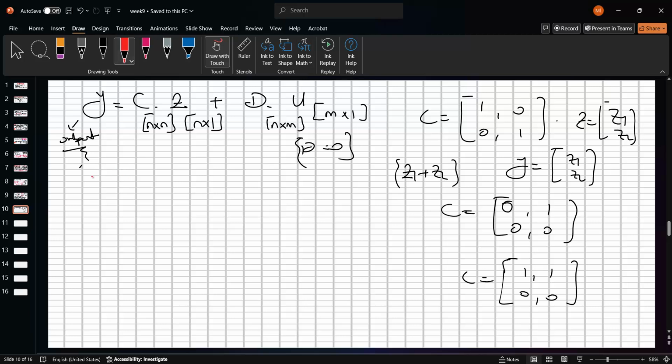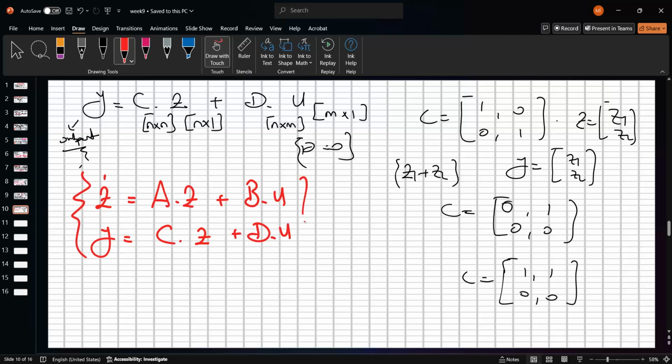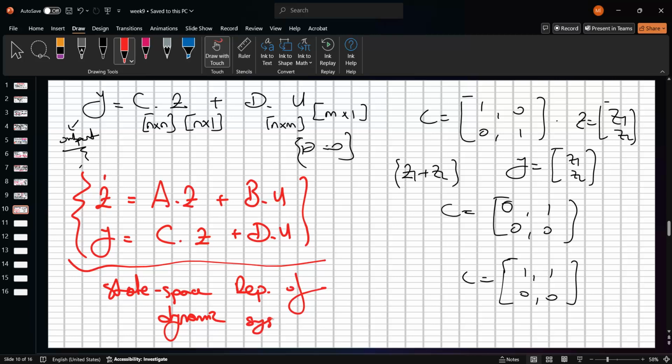And so our general notation: z dot is equal to Az plus Bu, and also y equals Cz plus Du. This is called the state space representation of a dynamic system. Okay? Any question?